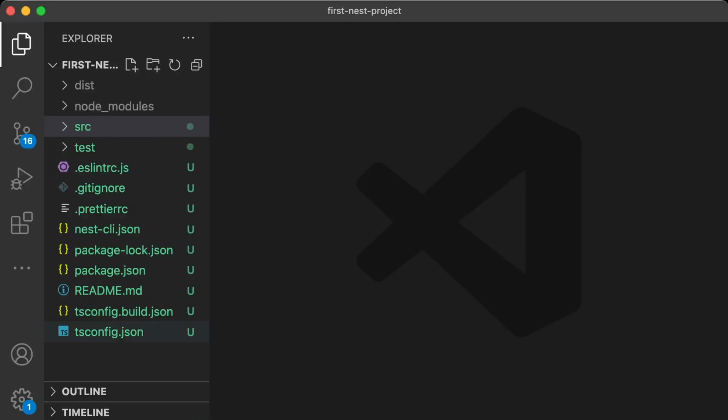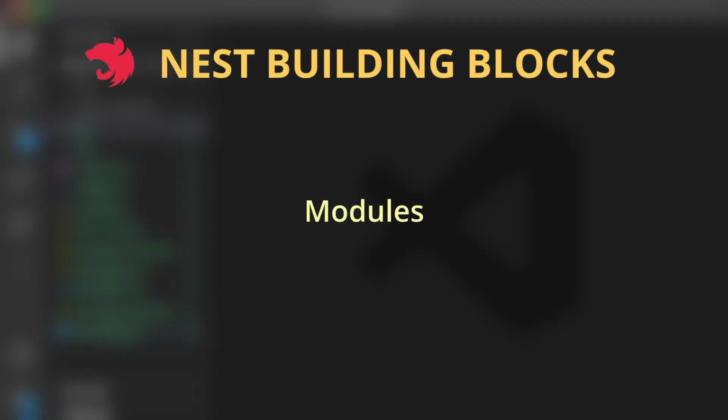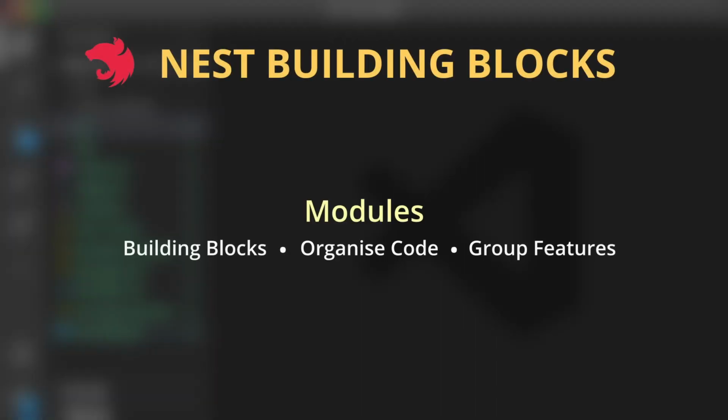At this point, let's have a look at the three main components of any Nest project. First, we have modules. Modules are the architectural building blocks of a Nest project. They provide a useful way to organize your code and group together related features. For example, you might have a user management module and a separate one to manage product endpoints and services.